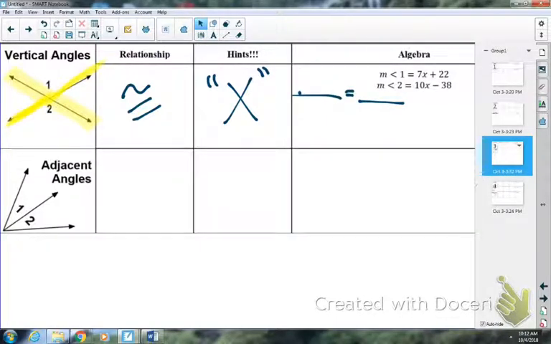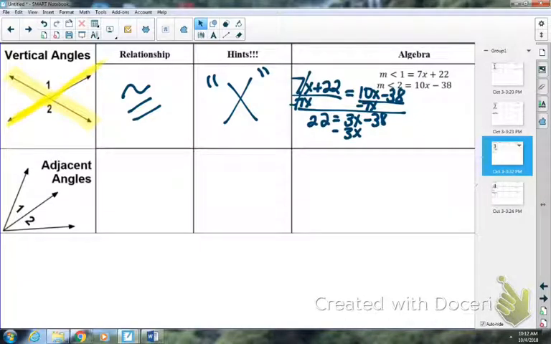So if one of them is 7x plus 22, and the other one is 10x minus 38, we're going to use our algebra skills to solve for x. What would you do first? If we subtract 7x from each side, we're going to have 22 equals 3x minus 38. What would we do next? Add 38. If we add 38 to both sides, what's 22 plus 38? 60. So what's x going to be? 20. X is 20.